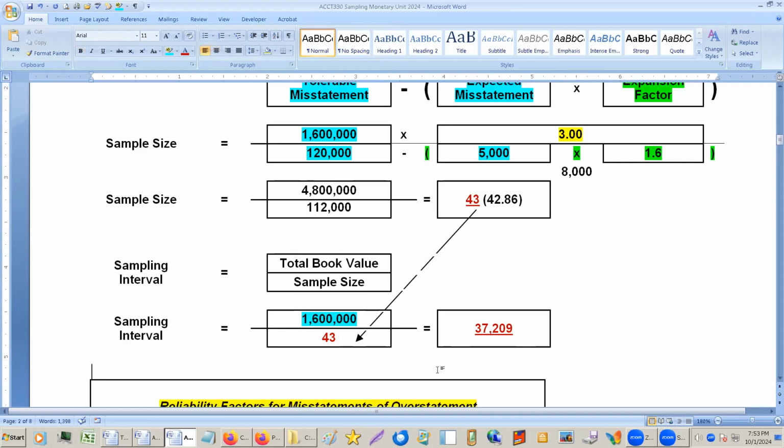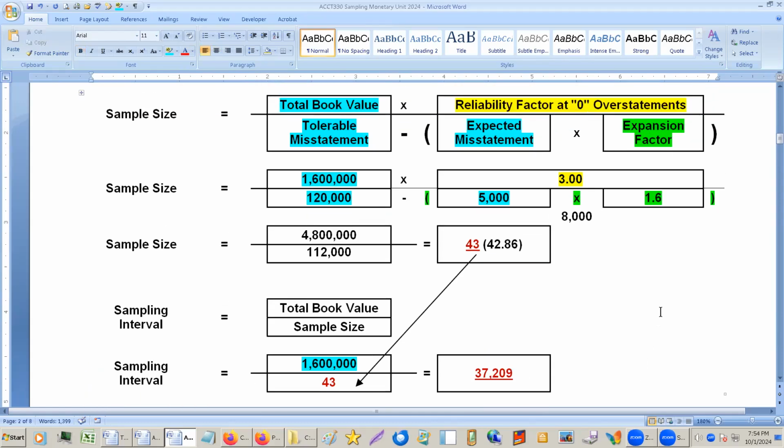Let's stop here. Any question on that? I'm going to take a screenshot of that. Even though this is our first one, so it's a little more complex, you have to jump through a few hoops. This is way easier than picking the sample size for a classical sample.